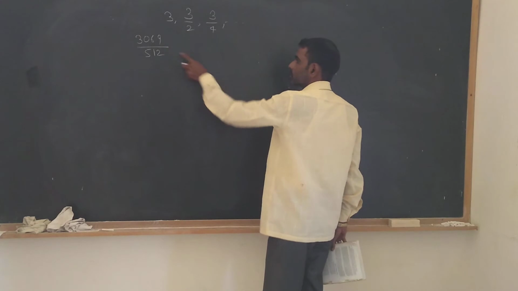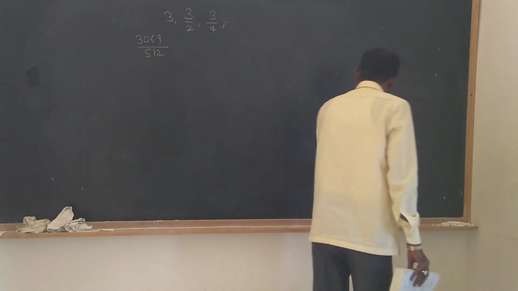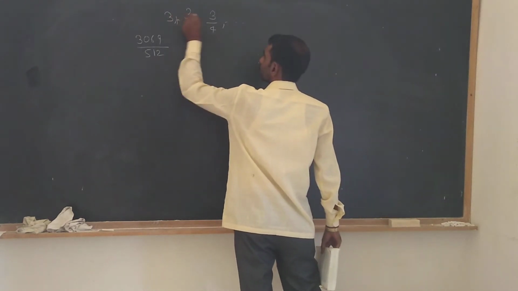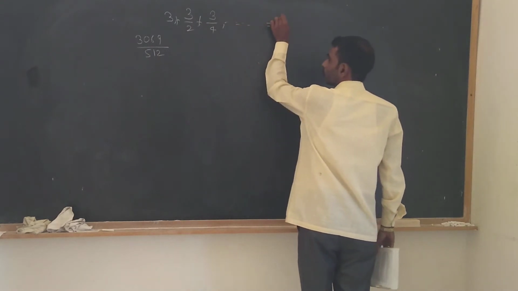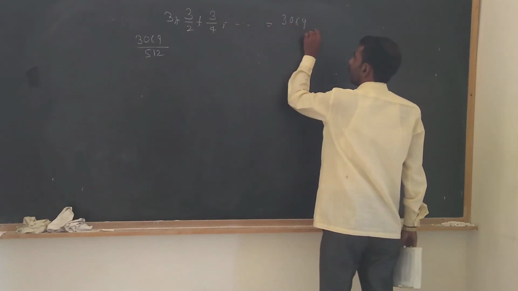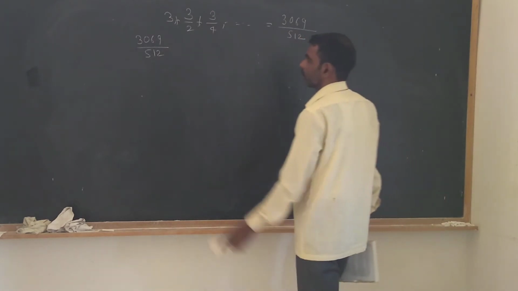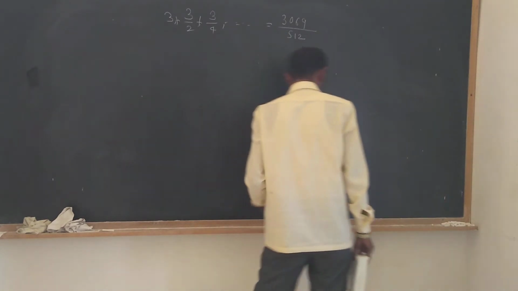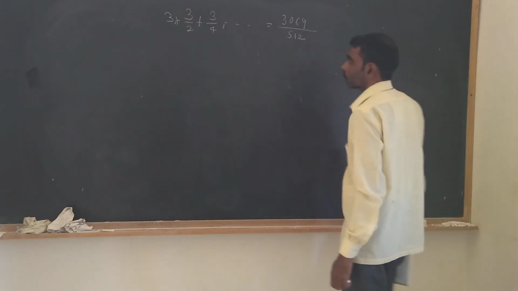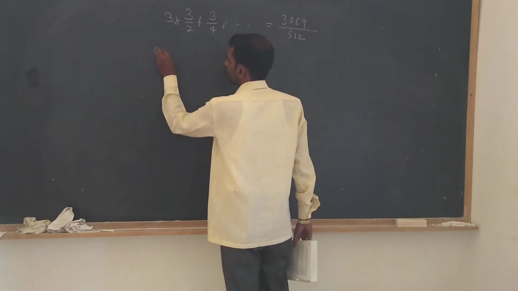Here if you look at this GP, the sum when you add it should give you 3069/512. So the first term here is 3.